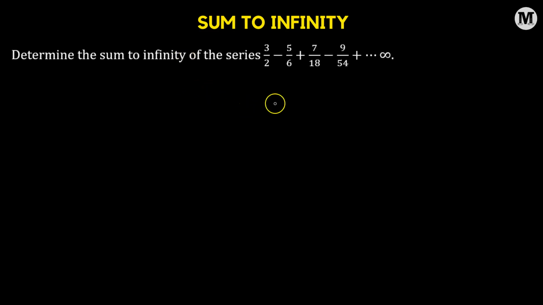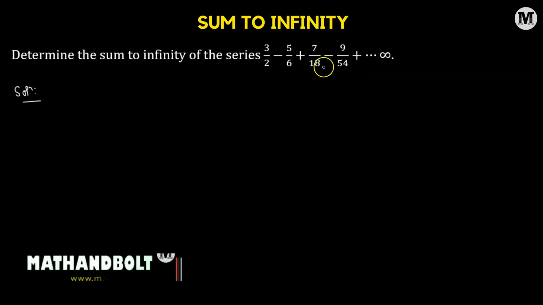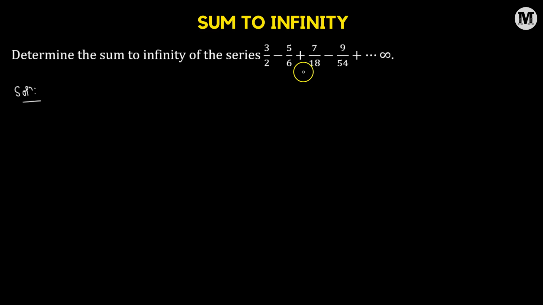Determine the sum to infinity of the following infinite series. Let us begin. Now here, this particular series is not an arithmetic series, because we cannot find a common difference. We can pick any term in the series, and if we subtract the previous term from it, the difference is not going to stay the same. Similarly, this is also not going to be a geometric series because here we cannot find a common ratio.